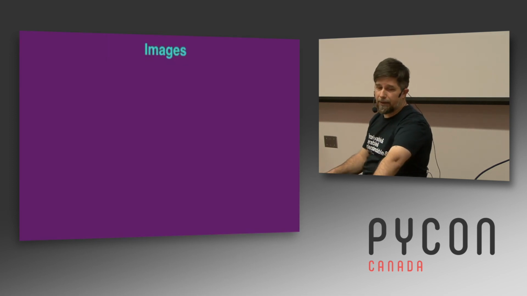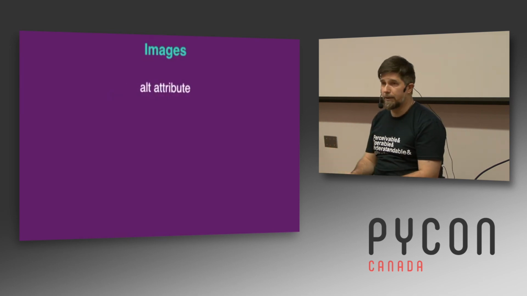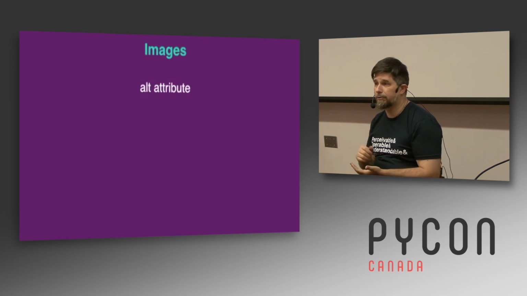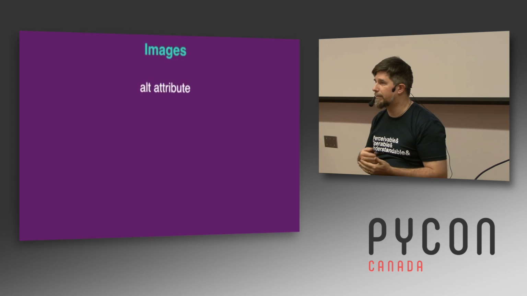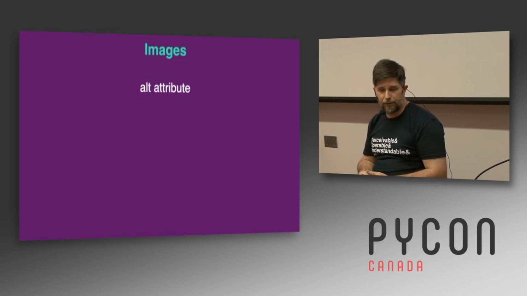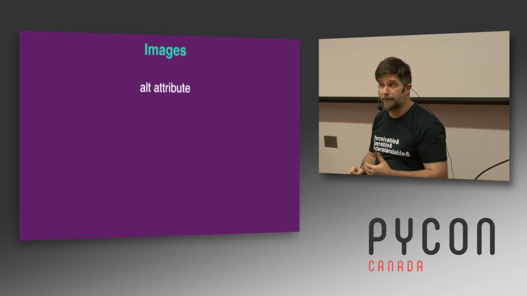Images, of course, we're talking about people using screen readers, so we need to think about the alt attribute. So when you put in an image, you want to have the alt attribute. Fun fact about the alt attribute, in 1992, the image tag came into HTML, and it was not until 1995 that the alt attribute came in. So for a period of 3 years, there was no way for screen reader users to actually get the information about images.